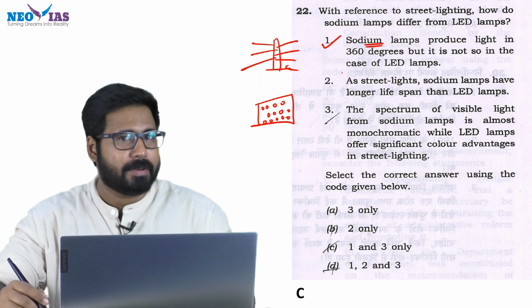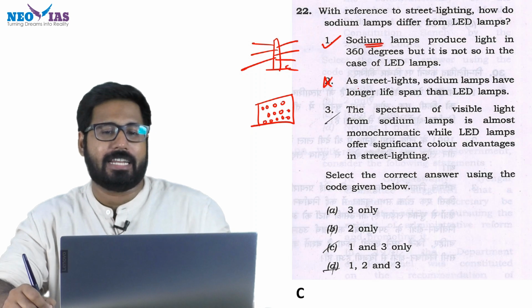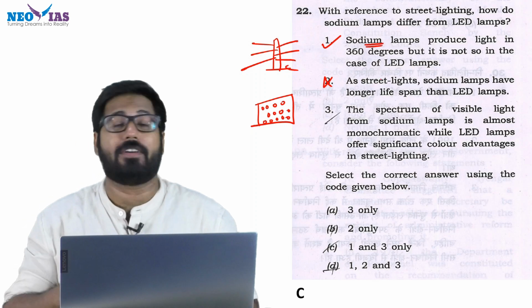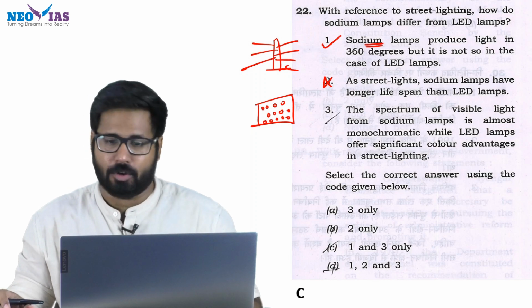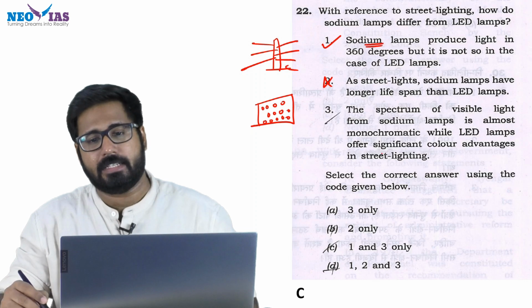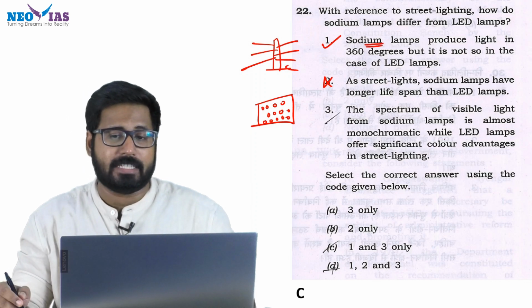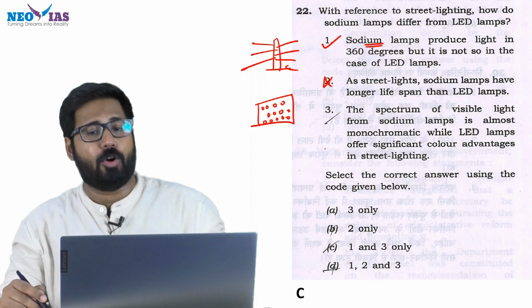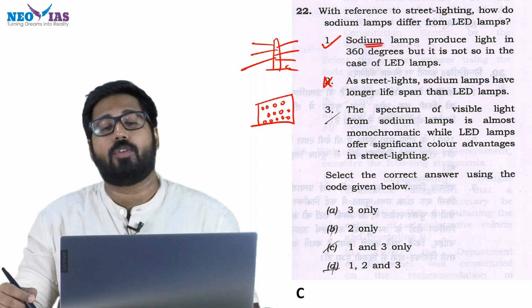Coming to the second statement, anybody can answer that this is a wrong statement. Straight away, sodium lamps don't have a very long lifespan compared to that of LED lamps. That's a completely wrong statement. And with that, we'll come to the third statement. The spectrum of visible light from sodium lamp is almost monochromatic, while LED lamps offer significant color advantages in street lighting. This is also a true statement.